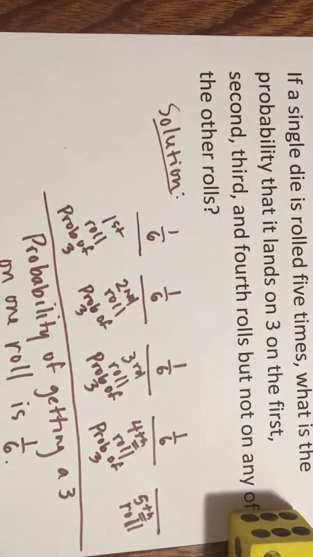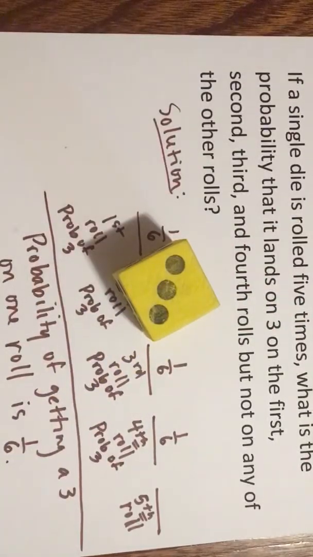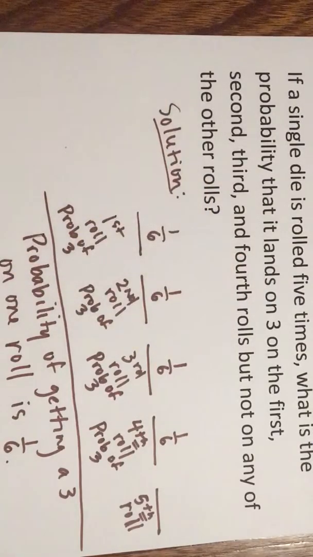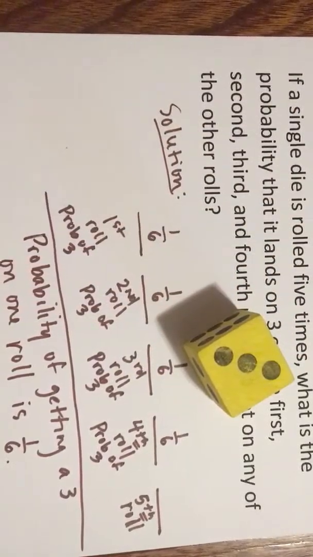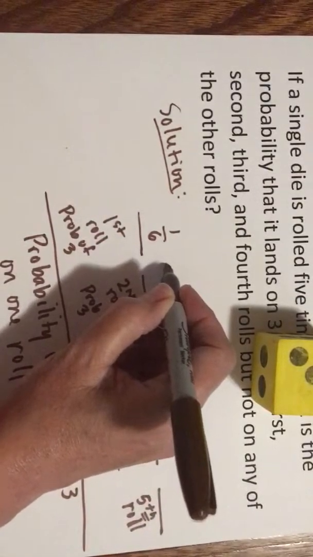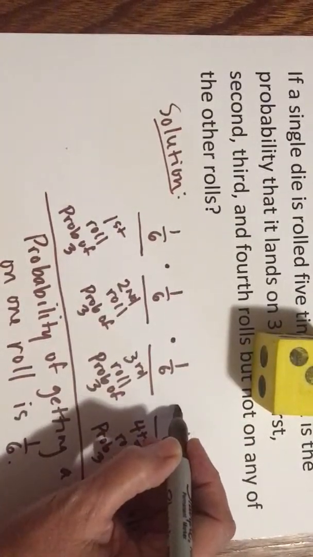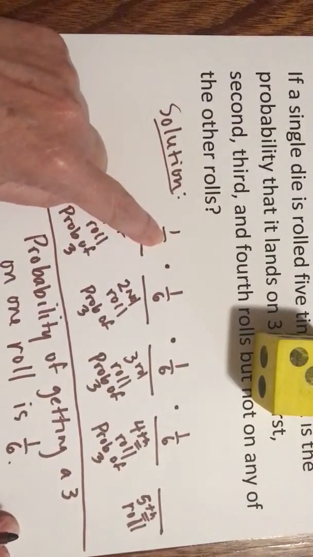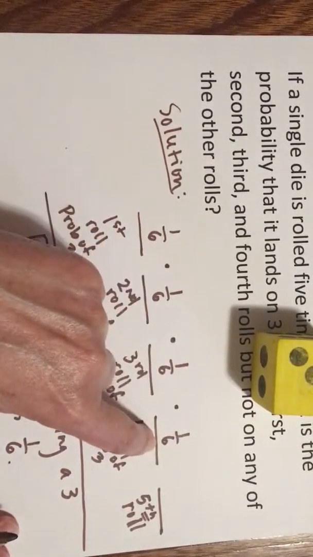Now, these are independent events. What I mean by that is I roll it once. I kind of cheated. I made sure it landed on a 3. There's my first roll. I pick it up and I roll again. And what happens on the second roll had nothing to do with what happens on the first roll. That means they're independent events. When we have independent events, we're actually going to multiply these probabilities together. The first roll, second roll, third roll, fourth roll, fifth roll.